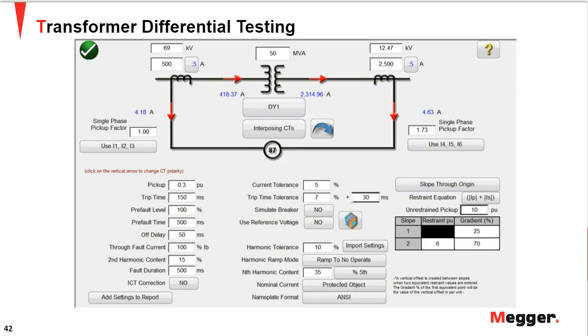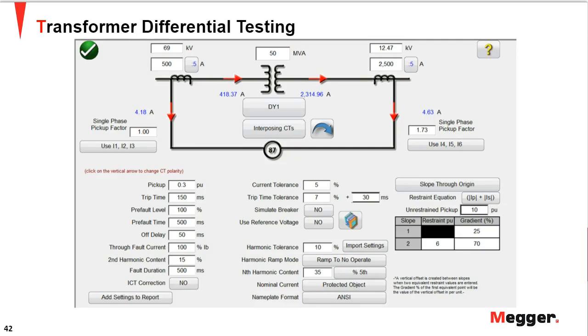And then when you do a single phase test on differential, especially when you have a delta-Y or Y-delta transformer, it's important to use the right single phase pickup factor on each side. So you have a proper compensation of magnitude, right? This information you can get from the relay manufacturer's user guide or manual. You can double check that depending on what relay you're using in testing, right?